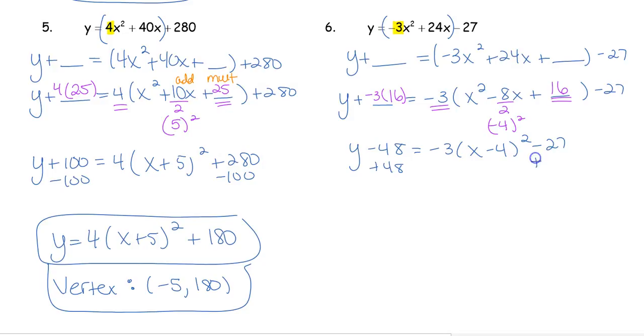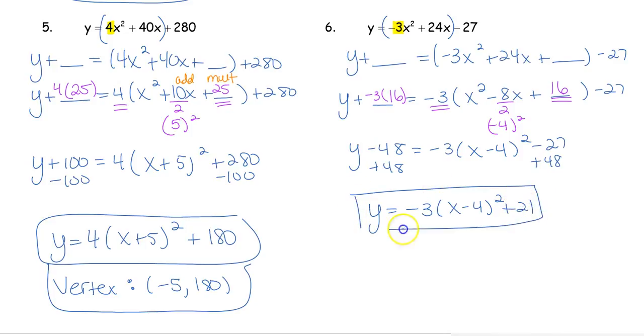We move our 48 over. We end up with y equals a -3, x minus 4, quantity squared. -27 and positive 48 gives us a positive 21. There's my equation in vertex form. The vertex is the opposite of what you see on the inside, exactly what you see on the outside.